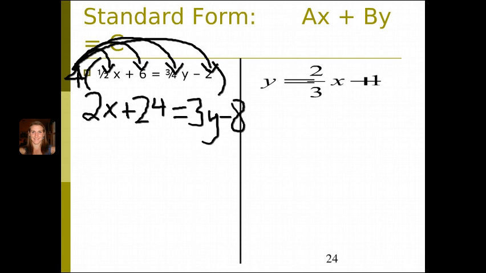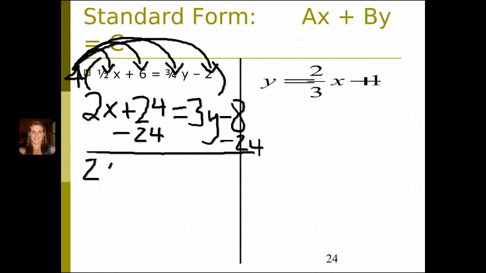So now we need to get our terms, ax, by, and c, all in the correct spots. So the first thing I'm going to do is subtract 24 from both sides, which gives me 2x equals, the 24 is canceled, 3y minus 32.